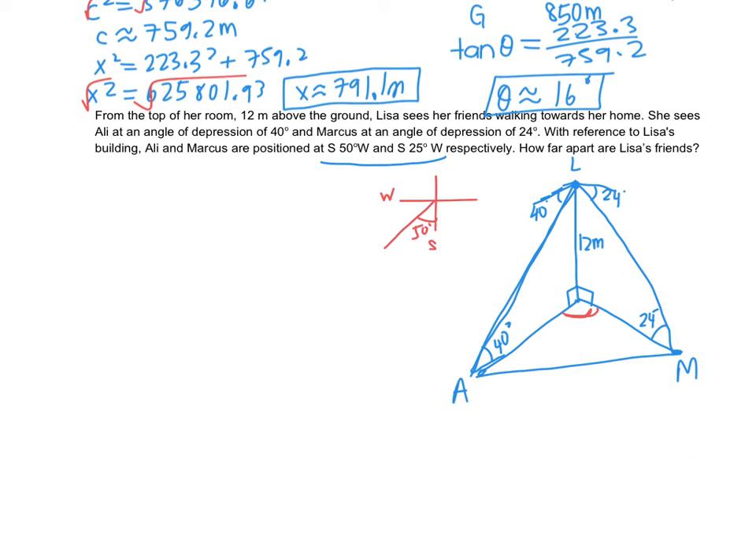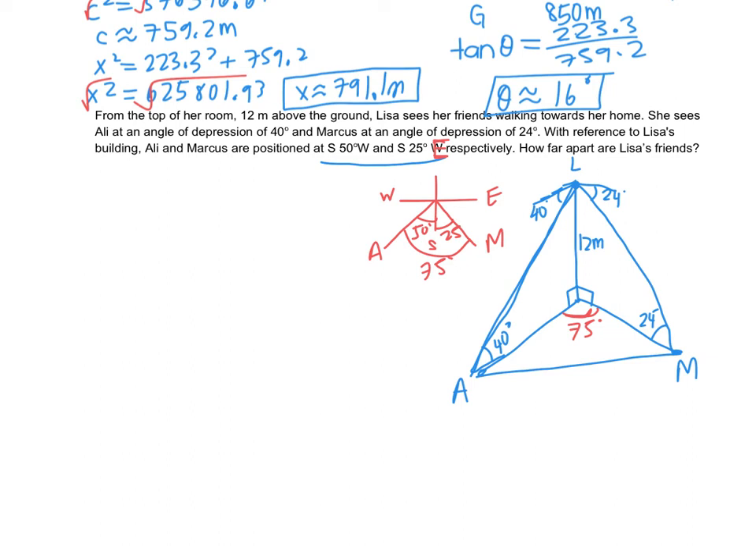And then I just realized there's a little typo here for Marcus. It should say south 25 degrees east, so 25 degrees to the east for Marcus. So if we add these up together, that would be the viewing angle for Lisa to look from Ali to Marcus. When we add them, that's 75 degrees, and now we can put it inside of our diagram.